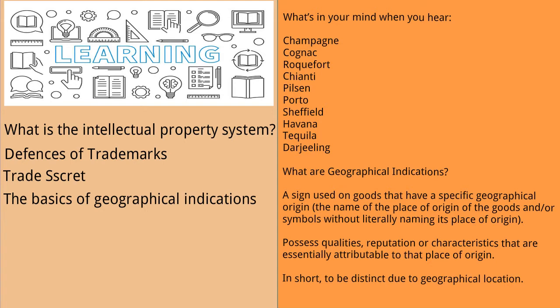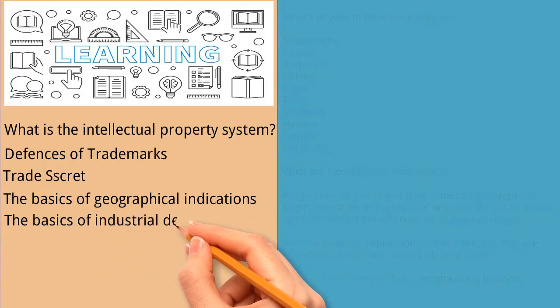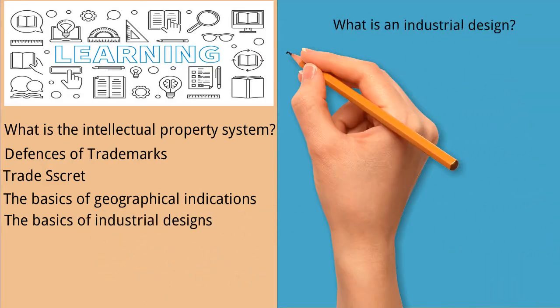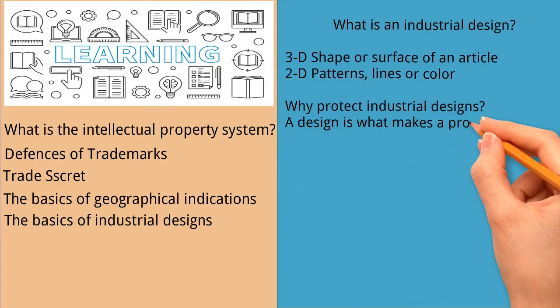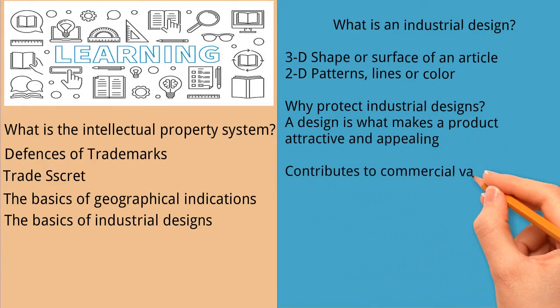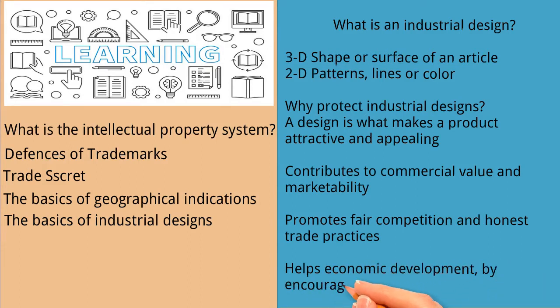Now we're moving on to the basics of industrial designs. What is an industrial design? It is the ornamental or aesthetic aspect of an article, like a 3D shape or surface of an article, or 2D patterns, lines, or colors. And why protect industrial designs? A design is what makes a product more attractive and appealing, so protecting it contributes to the commercial value and marketability.